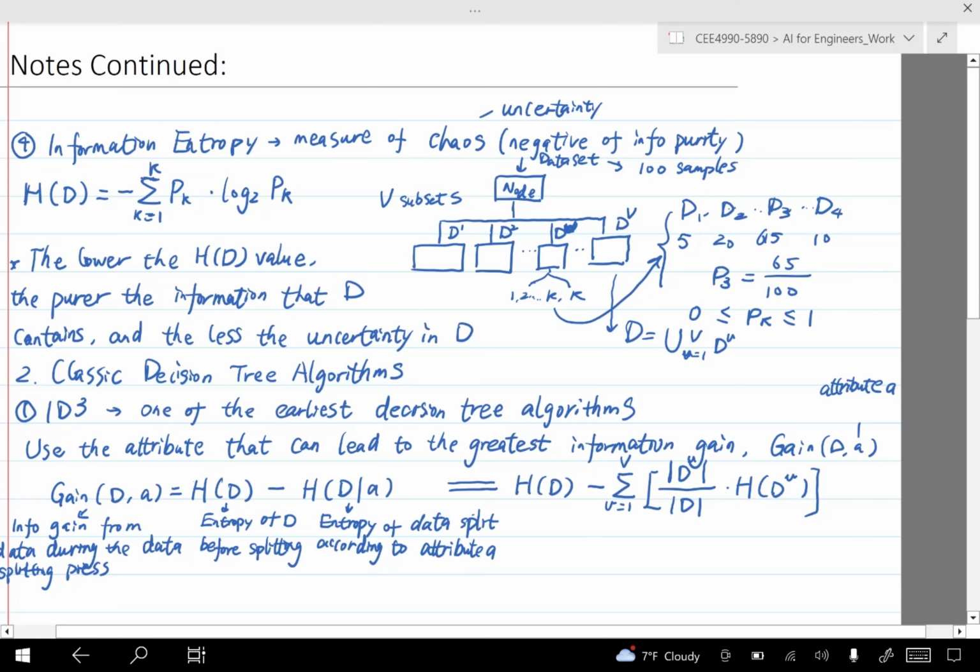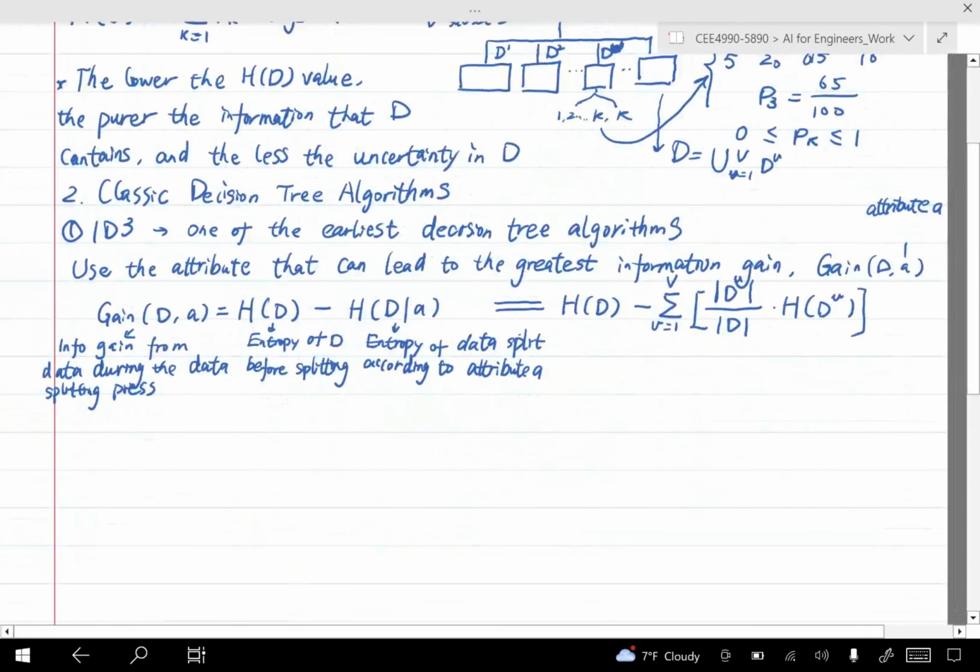That is ID3. Again, we want to select the attribute that will help us get the highest information gain value. And that attribute will be the attribute that we select at that node for splitting the data. That is ID3. Next, let's take a look at another popular algorithm called C4.5.